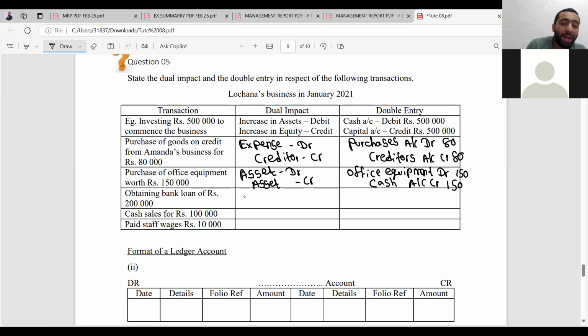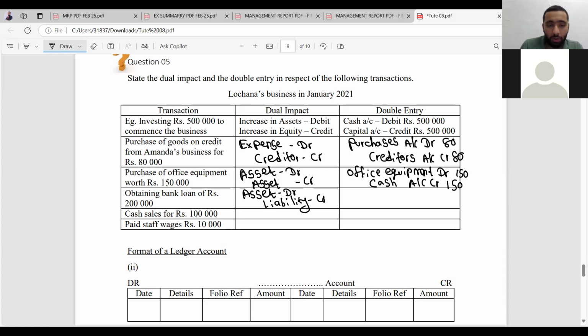Obtaining bank loan of 200,000. Now what happens here? Obtaining bank loan. Yes, your asset goes up. Why? Your cash goes up. Asset is debit and liability is what? Liability is credit. Right?